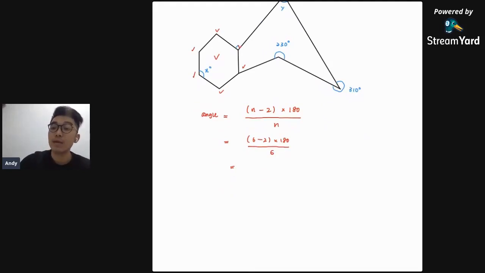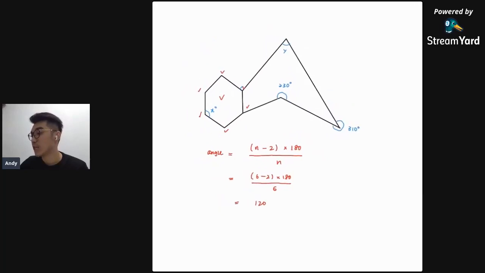By the way, for those of you who are doing this, yes, you can help me solve as well. No problem. We should solve all these together. It's a good way to revise and to practice. So 120 degree. And yes, we got x already. So x equals 120 degree. So with that, we can easily find these two.